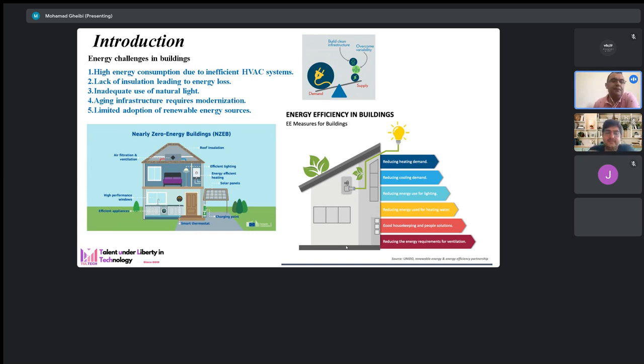Firstly, there is high energy consumption due to intelligent heating, ventilation, and air conditioning systems. The second one is related to the lack of insulation leading to energy loss. The third one is also related to inadequate use of natural light. And afterward, aging infrastructure requires modernization, and we have some limitations for adopting renewable energy sources.